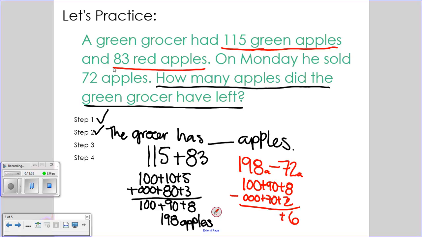90 subtract 70. Can I do that? Yeah, I can do that pretty easy. 90 subtract 70, Kaden? 20. And 100 subtract 0, Matthew? 100. All right, this number back in standard form, Kaylin? 126. 126 what? Apples.